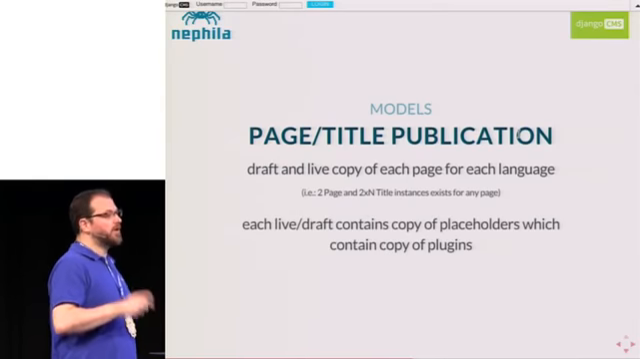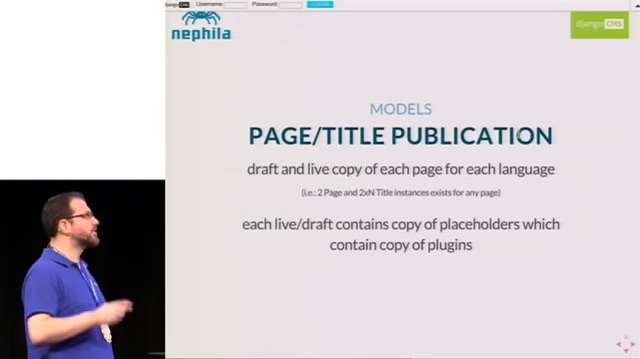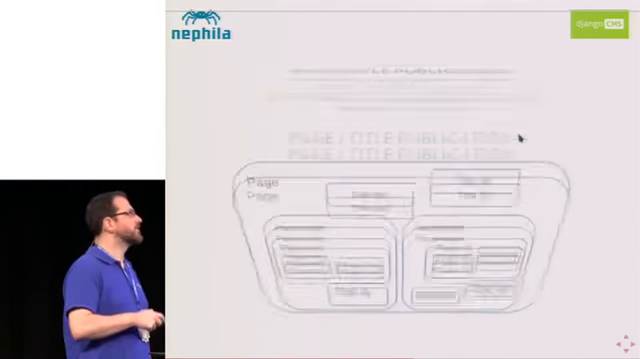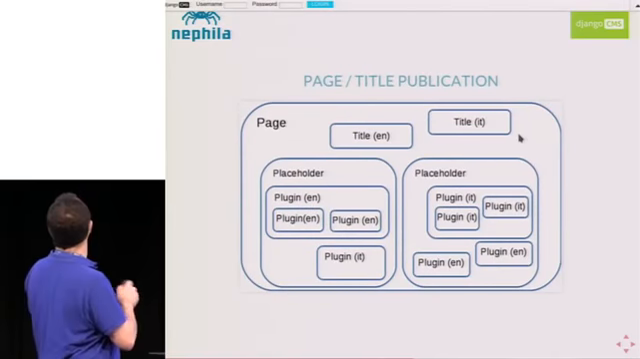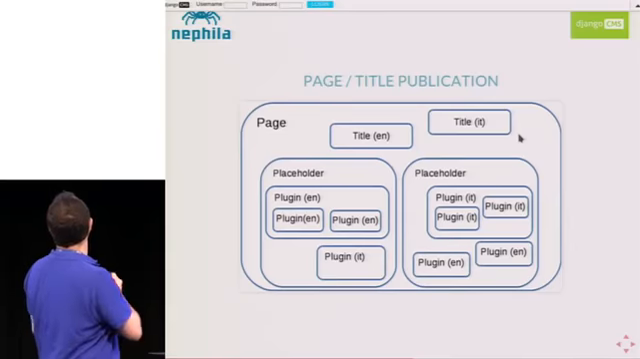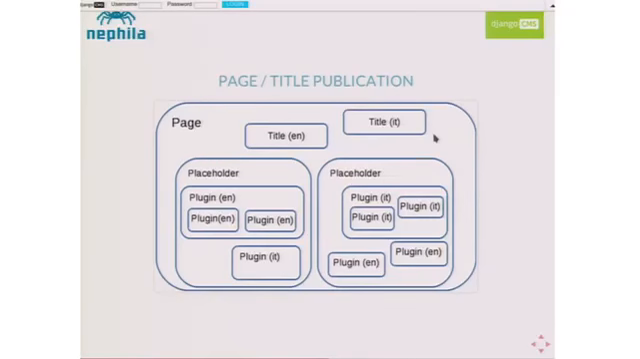And each copy, each version, live and draft, contains copies of placeholders, which contain plugins. So in a scheme like this. I'm very bad at drawing, but hopefully it's clear enough. So you have the page, which contains everything. Then you have the titles in the 2 languages, and then inside the pages, you have the placeholders. These are just 2 random placeholders with a bunch of plugins with the language attached.